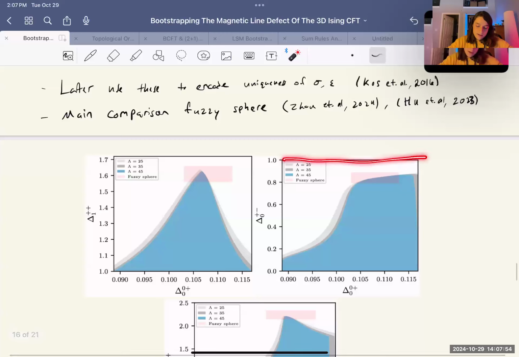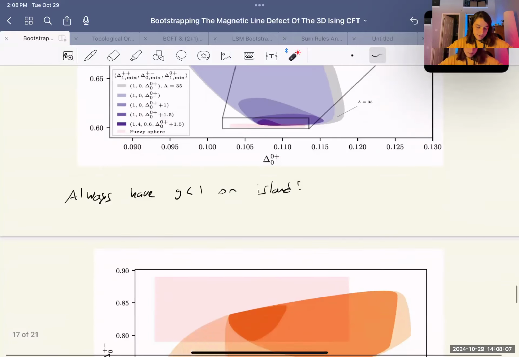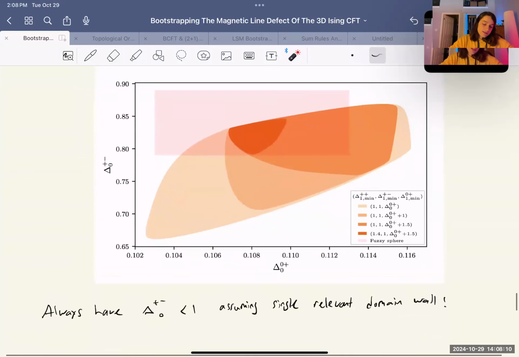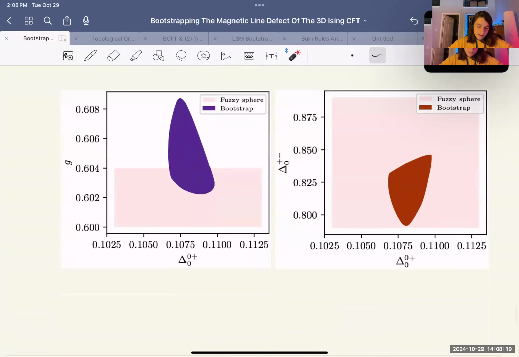And no matter where we are, the domain wall operator is always relevant. So this is a very nice result, I think, about the pinning field defect of the Ising CFT, that this domain wall is always relevant. And then we can again make these stronger assumptions, and we can get some more accurate prediction for what the actual domain wall dimension should be. And these are the final, most precise islands that we would want to present that we have here.